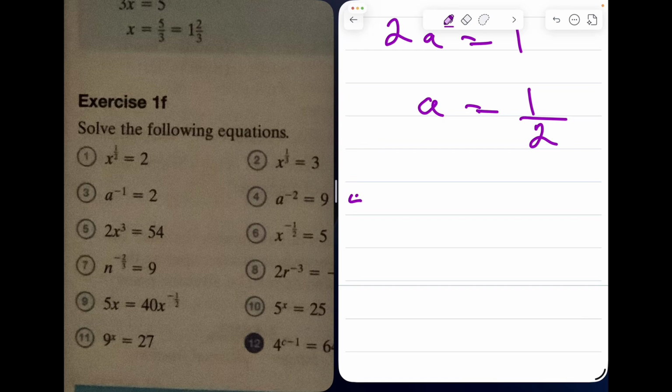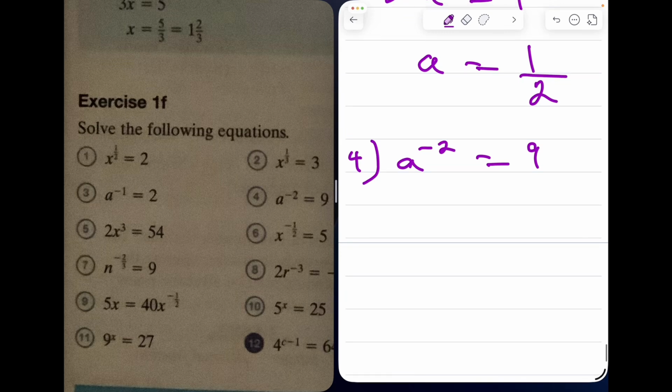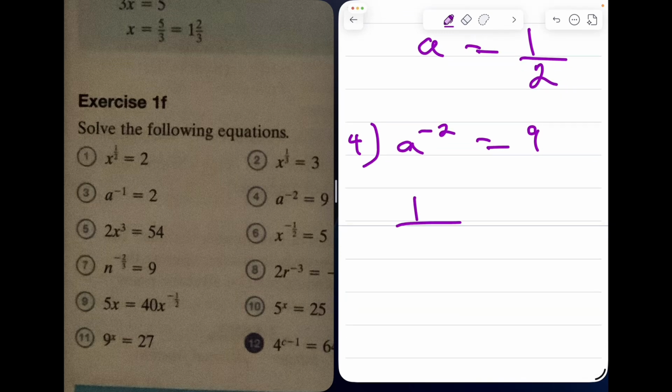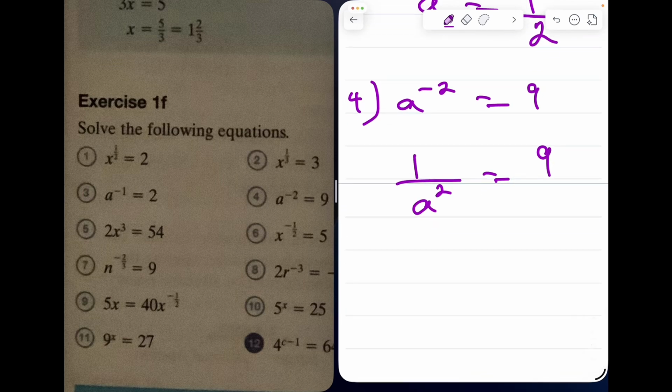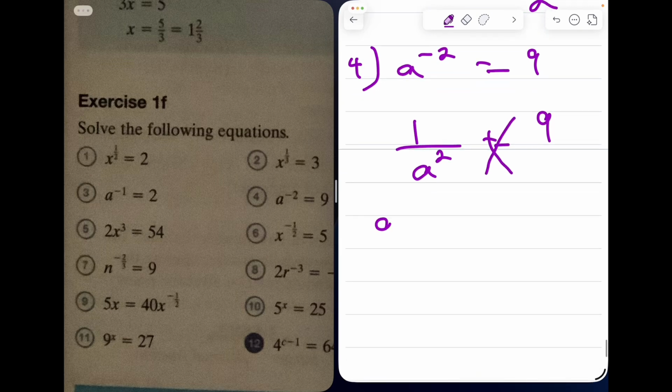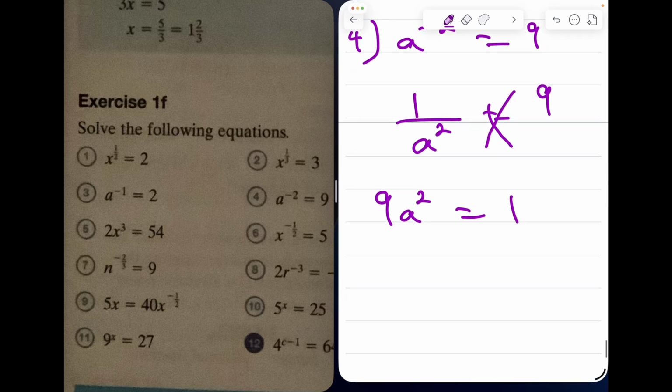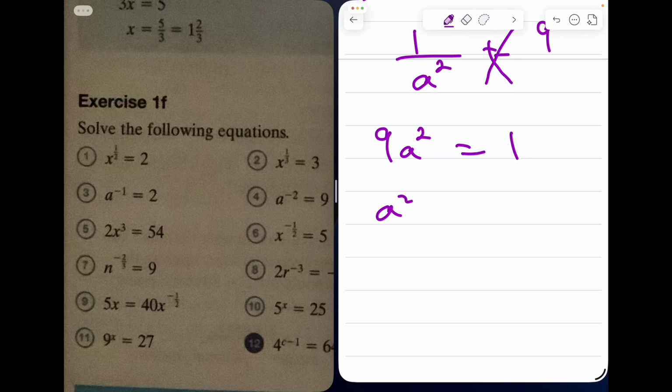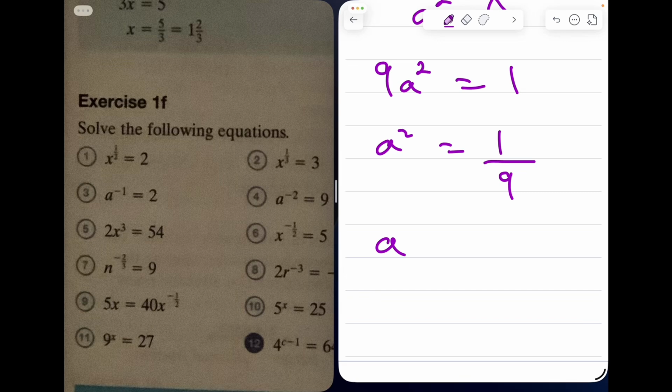Now we go to number 4 quickly. Number 4, a raised to power minus 2 equals 9. This simply means a raised to power minus 2 is the same as 1 all over a squared, and that's equal to 9. Now, if I do a cross multiplication, I'm going to have 9a squared equals 1, which simply means if you divide both sides by 9, a squared will be equal to 1 over 9.